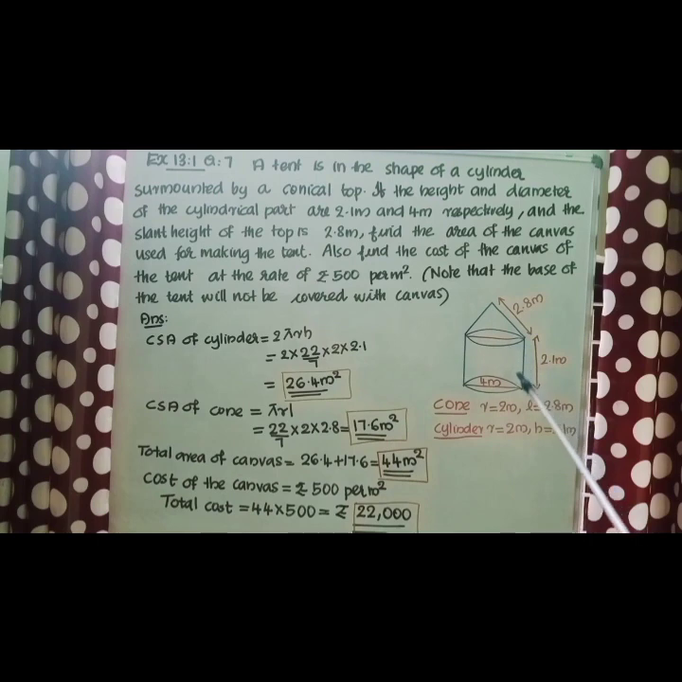So there is a cylinder and a cone. Here it is given the height and diameter of the cylinder are 2.1 meter and 4 meter. So height of the cylindrical portion is 2.1 meter. Diameter of the cylindrical portion is 4 meter. So radius is 2 meter. Since the diameter of cylinder is 4 meter, diameter of cone also 4 meter. So the radius of cone also 2 meter. And it is given the slant height of the cone is 2.8 meter.